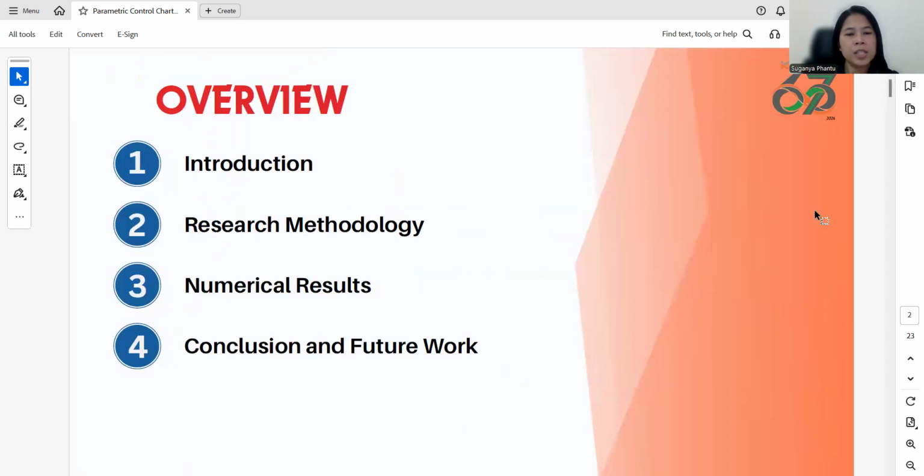The presentation is divided into four main parts. First, I will introduce the background and research problem. Second, I will explain the research methodology, including the zero-inflated model and the control charts used in this study. Third, I will present the numerical results and real data application. Finally, I will summarize the conclusion and future work.